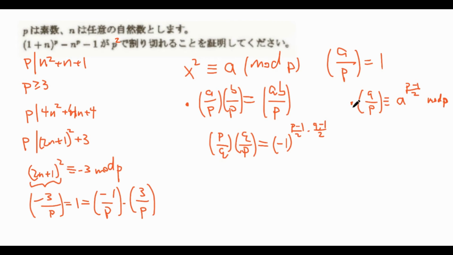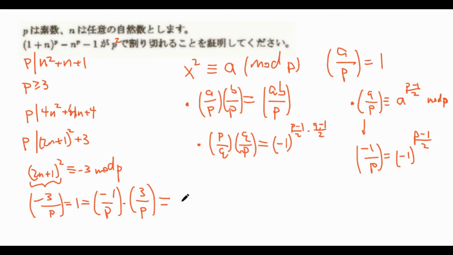So this is an alternate representation of the Legendre symbol, and in this case we'll use it here for negative 1 over p. A corollary of this is, of course, when a equals negative 1, that negative 1 over p is congruent to negative 1 to the power of p minus 1 over 2 mod p. But in particular, since negative 1 to the power of p minus 1 over 2 is going to be either 1 or negative 1, negative 1 over p is in fact equal to negative 1 to the power of p minus 1 over 2.